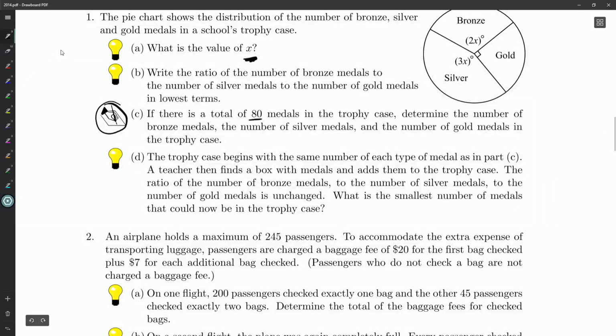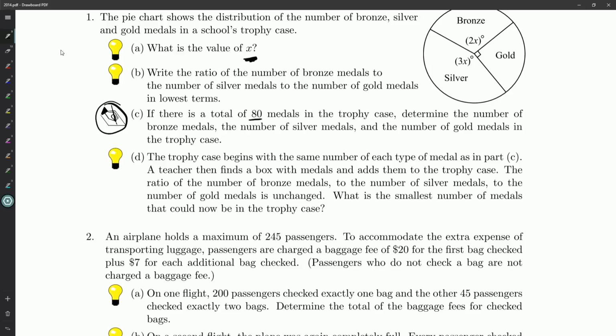The trophy case begins with the same number of each type of medal as in part C. So whatever answers we got, so 24, 36, and 20. A teacher then finds a box with medals and adds them to the trophy case. Alright. The ratio of the number of bronze to the number of silver to the number of gold medals is unchanged. What is the smallest number of medals that could have been added to the trophy case?